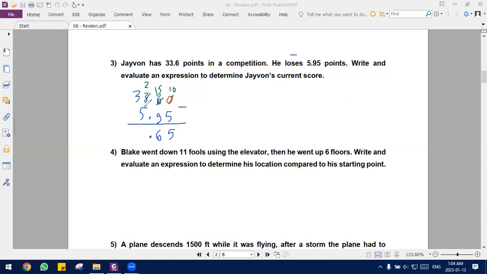Point. Now 2 minus 5 we can't. So here it will be 12. This will be 2. So 12 minus 5 is 7. And then we have that 2. So what's his current score? 27.65 points. So this is the new score of him.